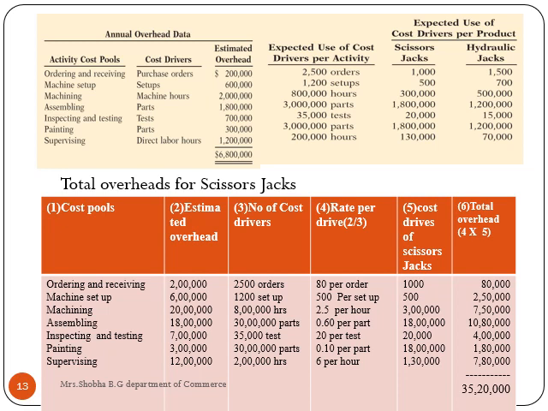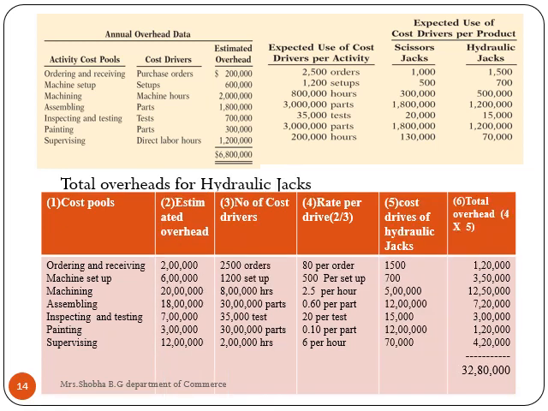Then the last step will be finding the total overhead, or the total indirect expenses. When you add up all the values in the last column, the total is called the total indirect expenses, or total overhead, which is 35,20,000.